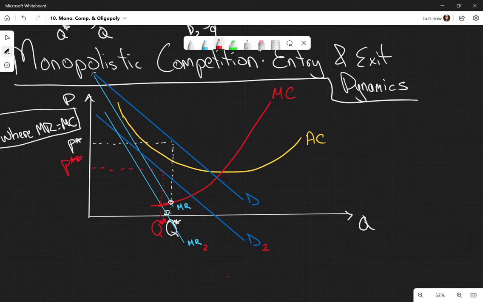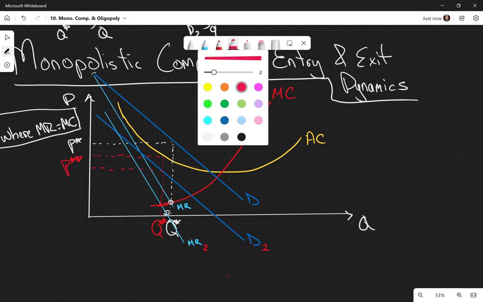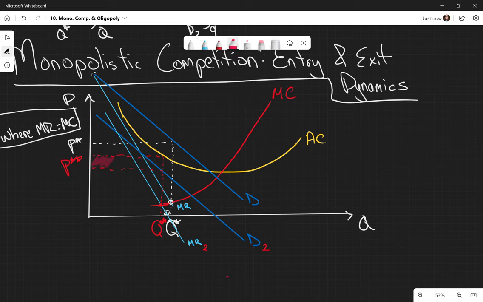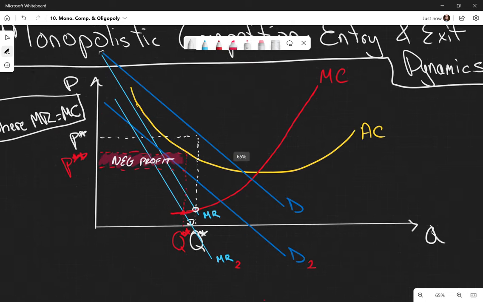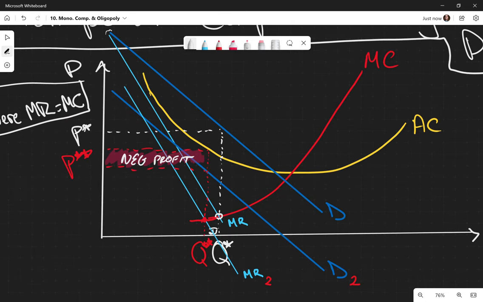And now what's happening with average profit? At Q2, my total cost is above my equilibrium price. And so instead of getting a positive average profit, we're actually getting a negative average profit or an economic loss. Right? So this is going to be some sort of negative number. We could call it a negative profit, or we could call it a loss, or whatever we like to call it.